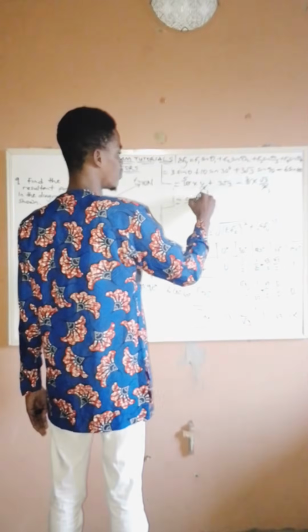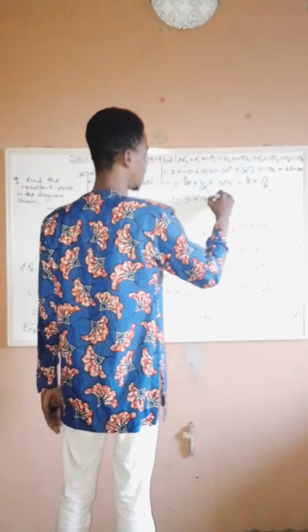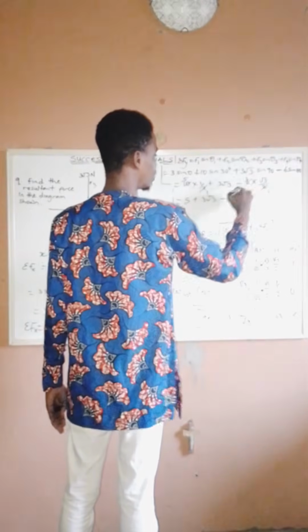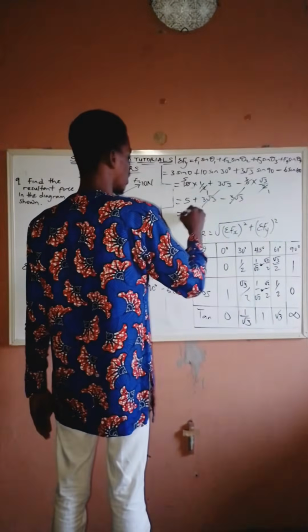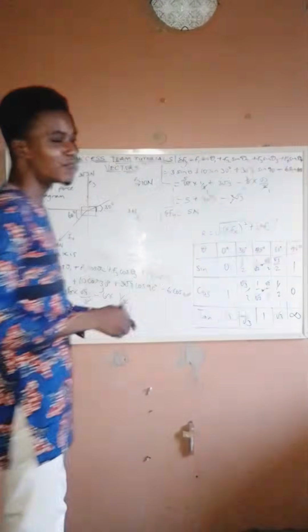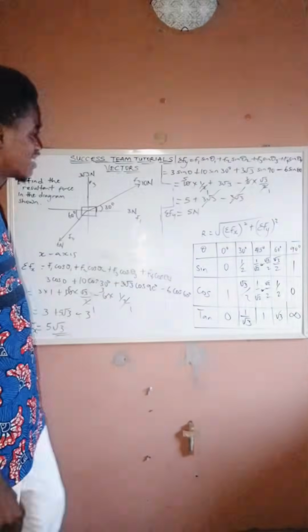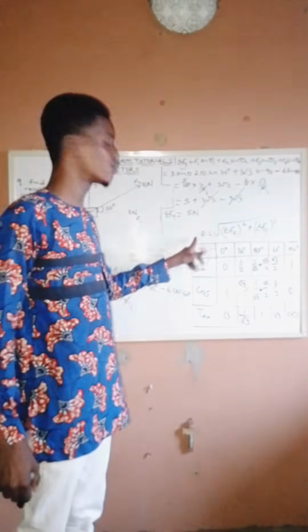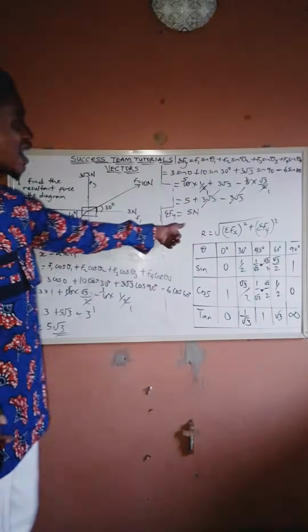So 5 plus 3 root 3 minus 3 times root 3, that will be 3 root 3. So root 3 and root 3 cancel. So I'm going to have what? 5 meters. So ΣFy is 5 meters. I'm not done. I found ΣFx, I've looked for ΣFy. So now I'm going to find R. After I find R, I'll just input all this in the formula and I'll get my answer.